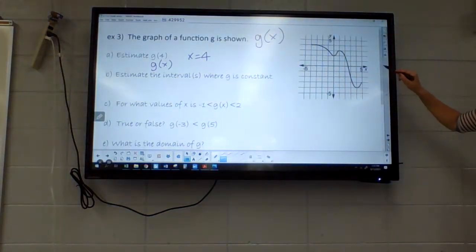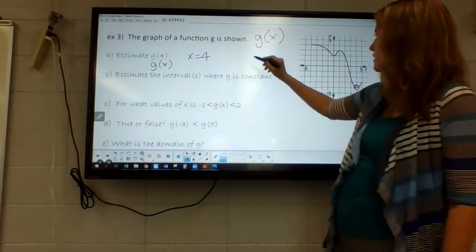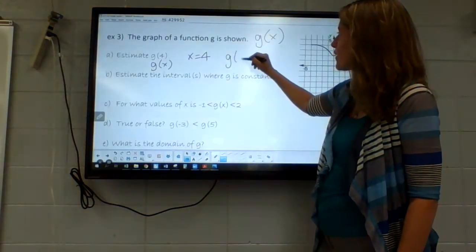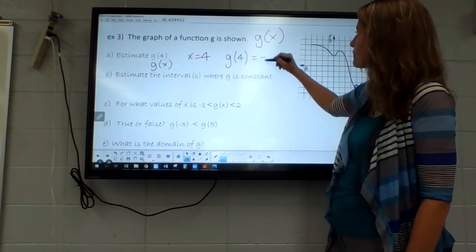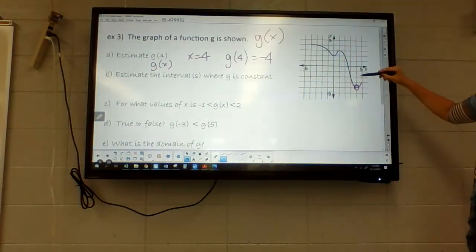And so on our graph, x is 4 is over here. So I have to go down on the graph to this spot. That's going to be where x equals 4. And my function will equal what? Negative 4? Oh, wait, no. Negative 2. Oh, wait. 1, 2, 3, sorry. Yeah, no. I was in the wrong path. Counting's hard. Yeah, it really is.